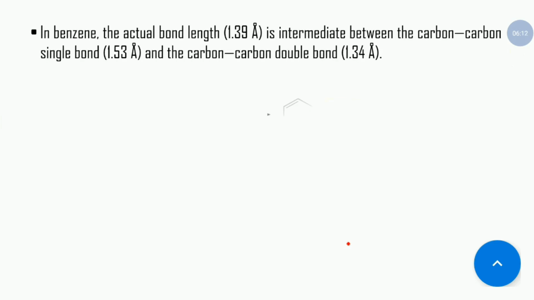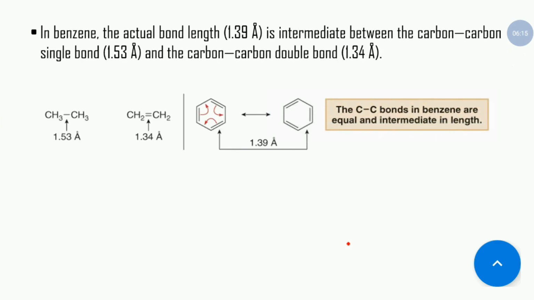In benzene, the actual bond length is 1.39 Angstrom for the single bond as well as the double bond. The actual bond length is around 1.39 Angstrom in both cases, because it's a closed ring, or you can say a cyclic structure. So both the single bond and the double bond lengths, on average, are 1.39 Angstrom.